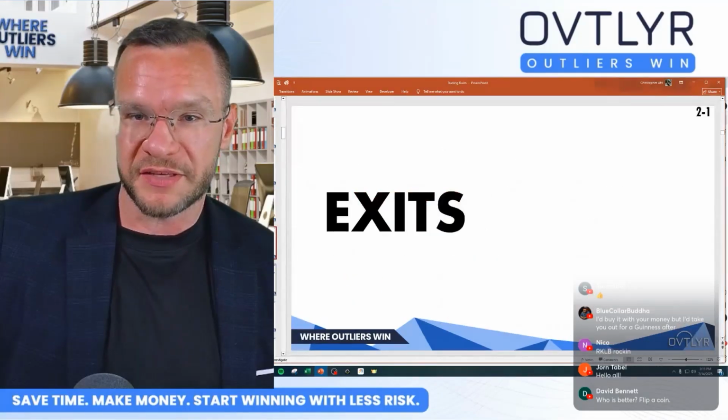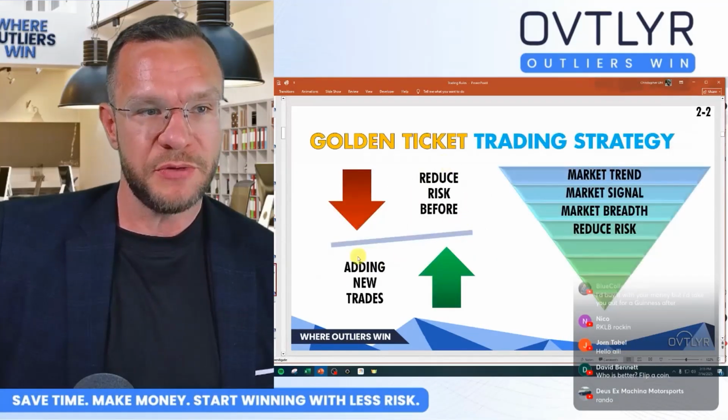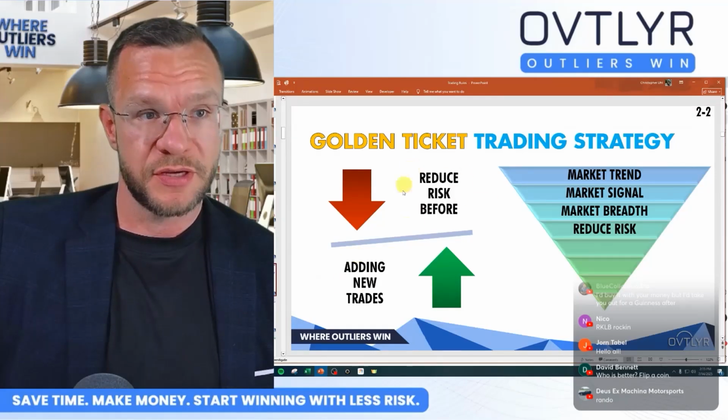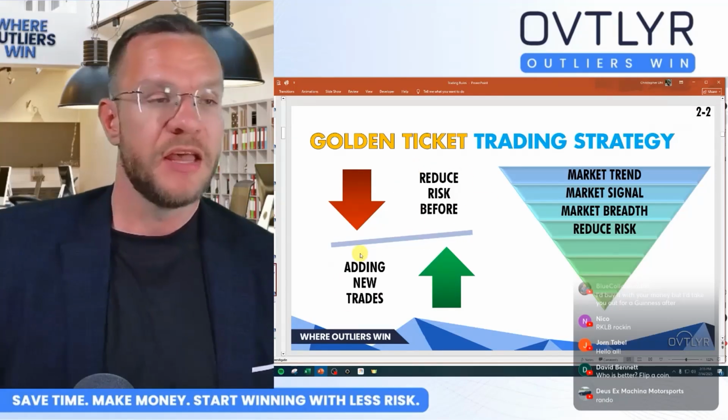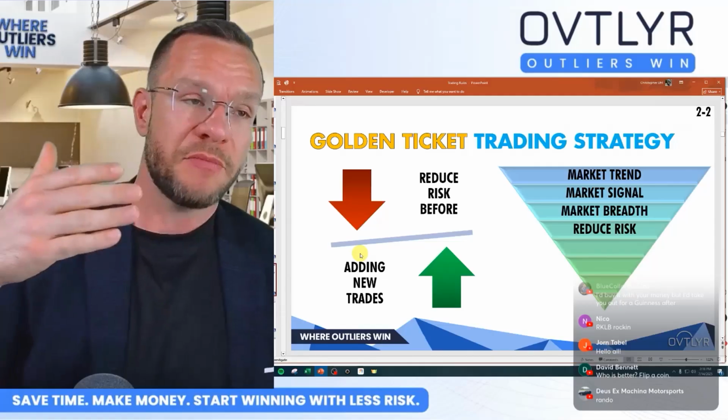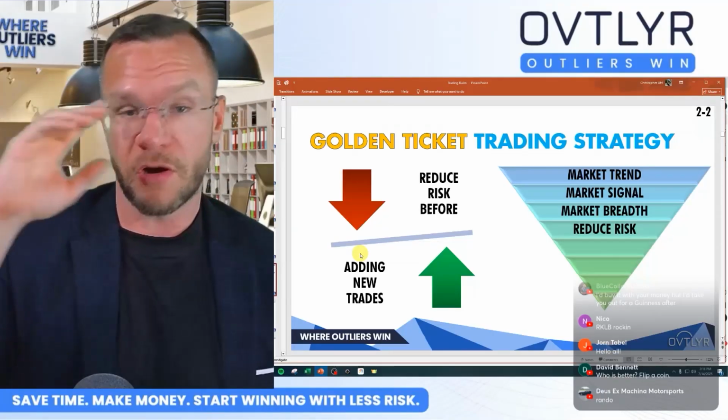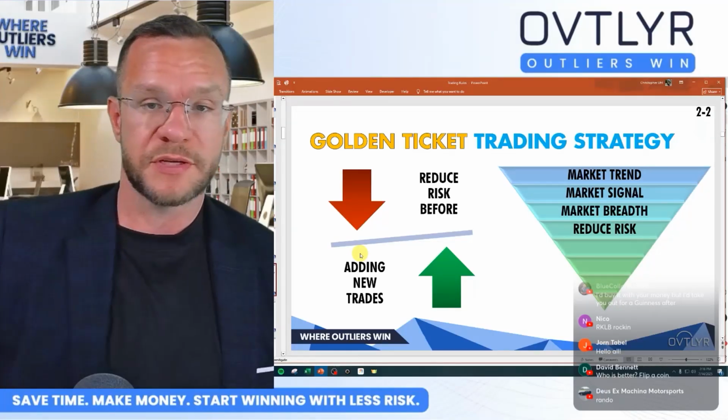So let's go look at the exits, right? Before we add any new trades, we need to reduce risk. Reduce risk before adding new trades. That might mean moving a stop up. That may mean taking a trade off. That may mean rolling our options up, right? We need to reduce risk before adding new trades.